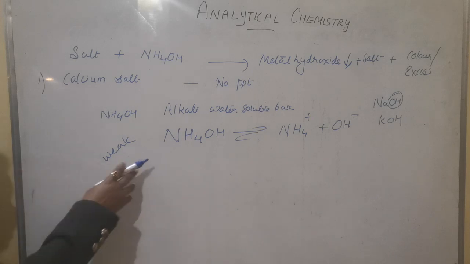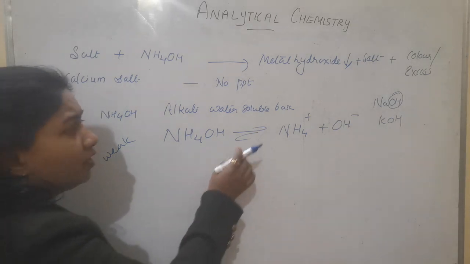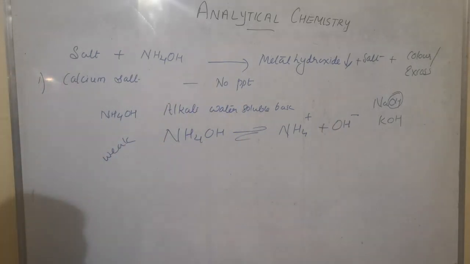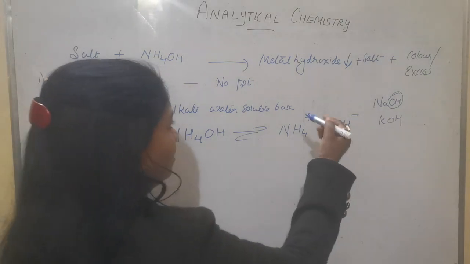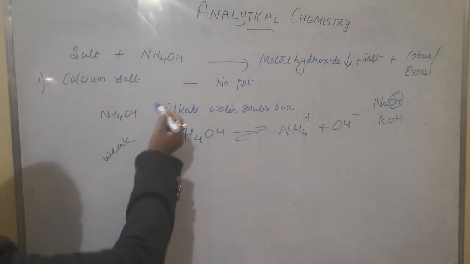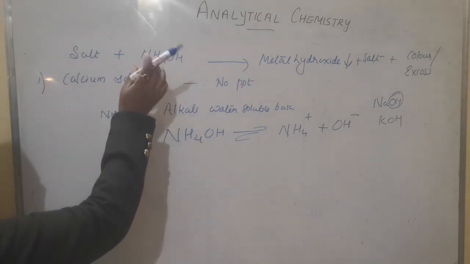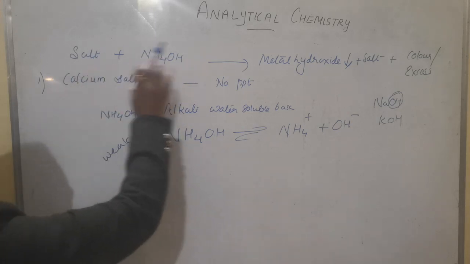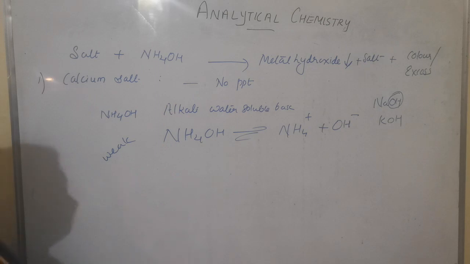So what happens in the case of ammonium hydroxide? It is a weak alkali and it ionizes, producing very little hydroxide ion, so little that it is not sufficient to cause the precipitation. When this salt is reacted with NH4OH, the concentration of hydroxide ion is not sufficient to cause precipitation. That is why with calcium salt no precipitation takes place.